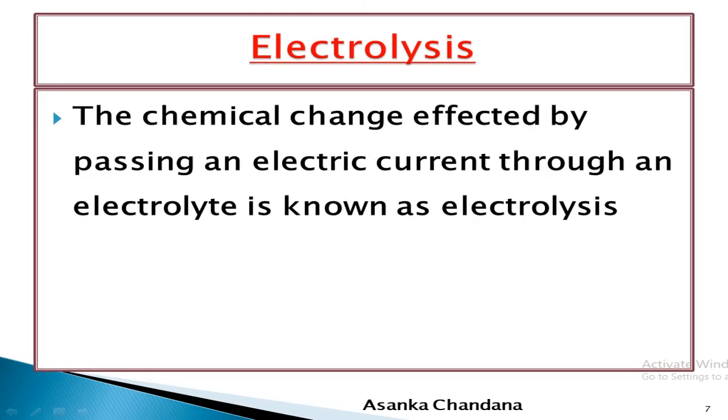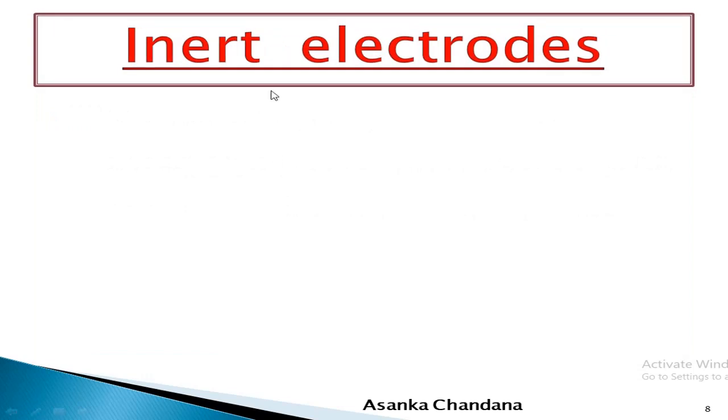The chemical change effected by passing an electric current through an electrolyte is known as electrolysis. Right now we have learnt what is meant by electrolysis, right? Then we will go to learn about inert electrodes.